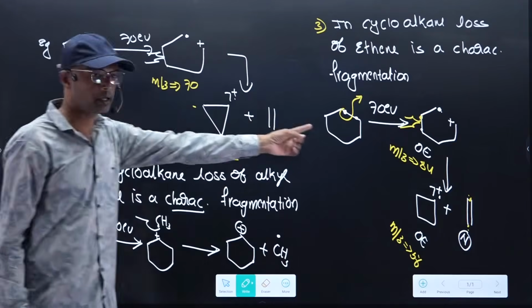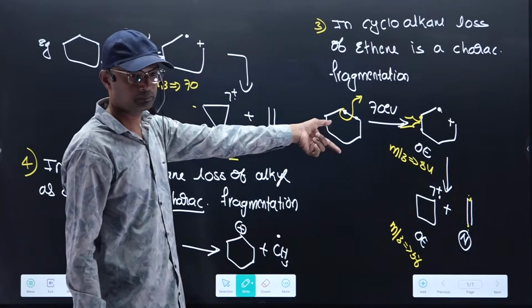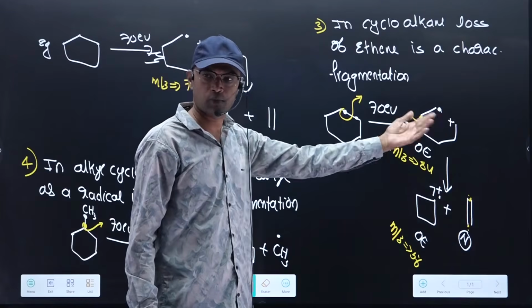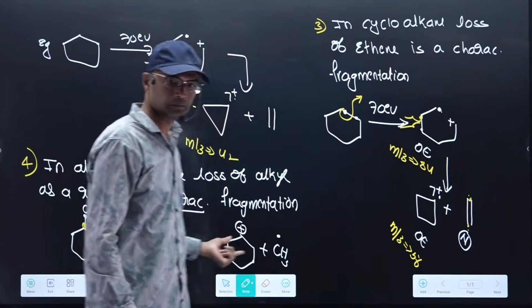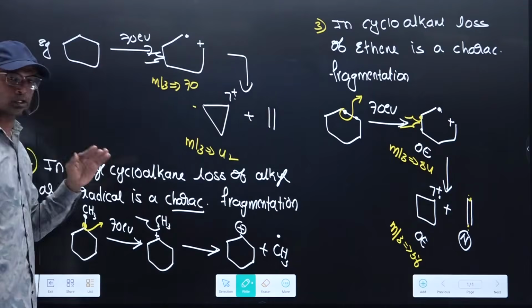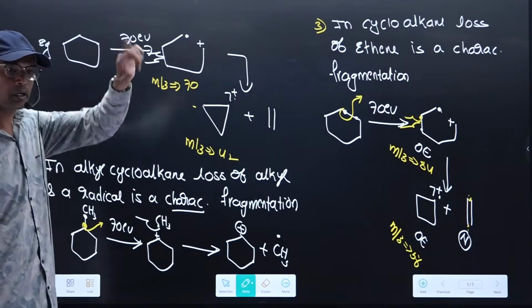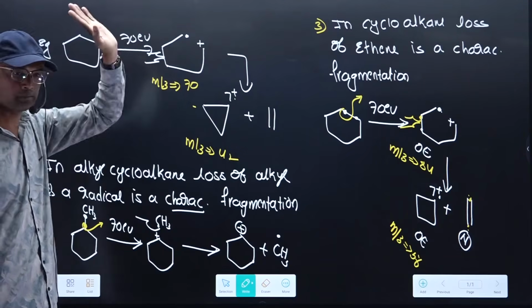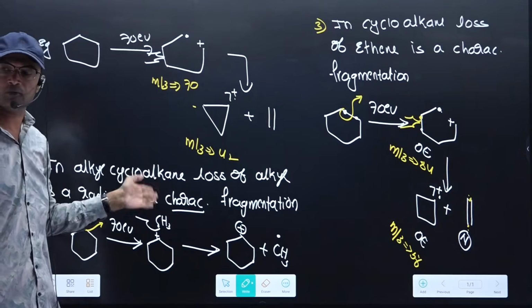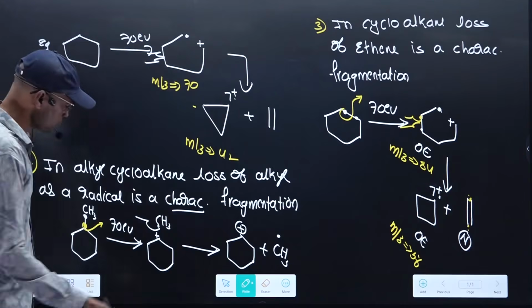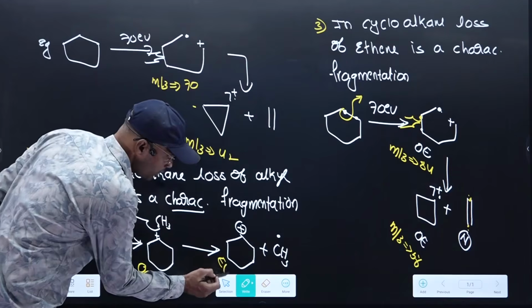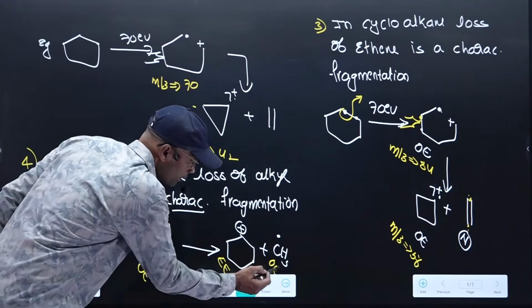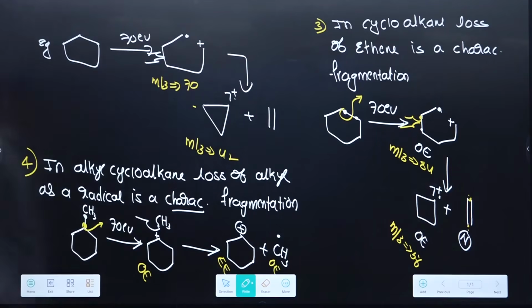See, here I given only rings, no substitution. Only ring, 3-membered, 4-membered, 5-membered, 6-membered, etc. Only rings without substitution. But here, ring with substitution. If any ring substitution is present, try to remove that substitution in the form of radical. That is a characteristic fragmentation that will follow the rule. What is the rule is saying? If it is an odd electron ion, it is giving an even electron ion and what is one more? Odd electron. Yes, it is right. Clear? Every time you need to check like that.